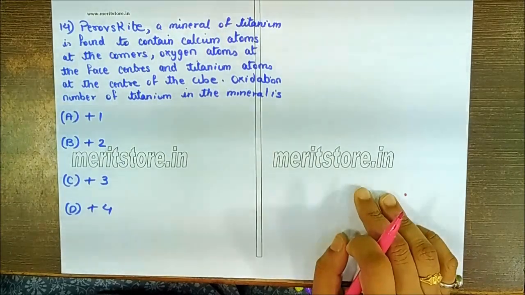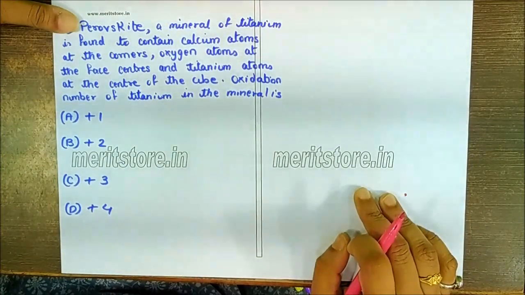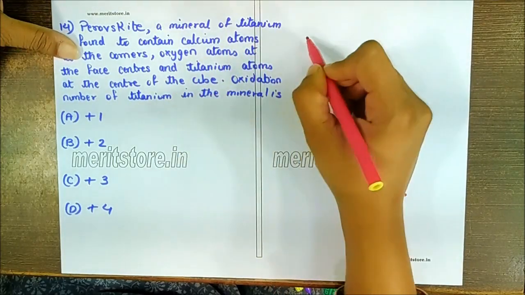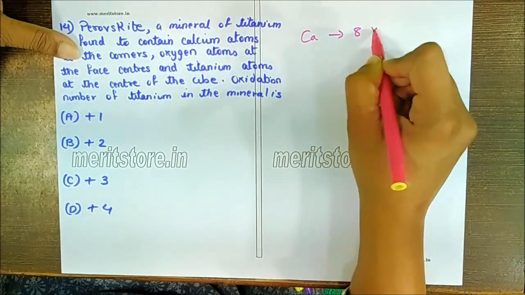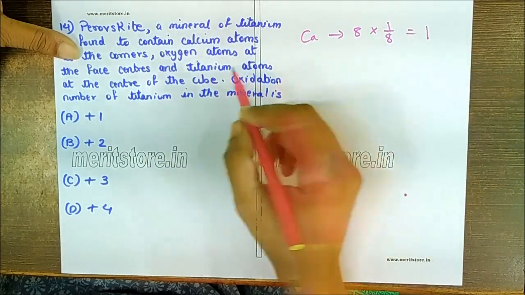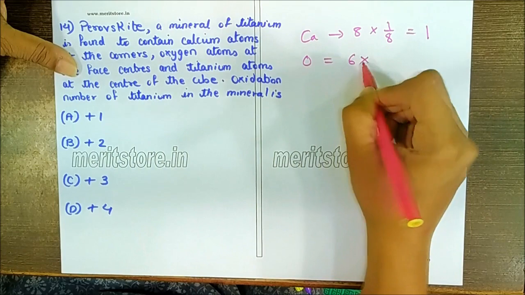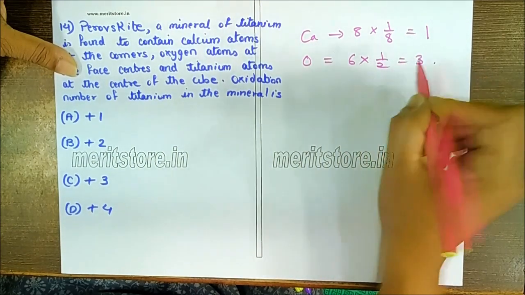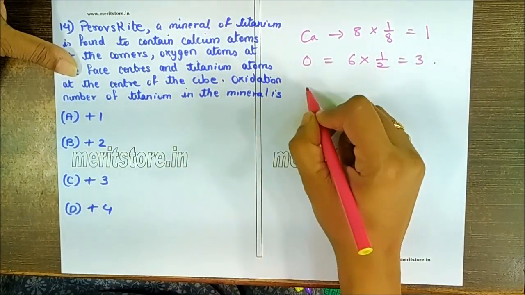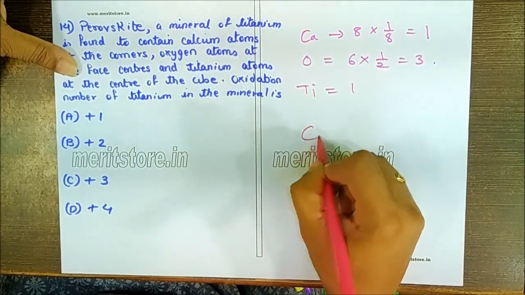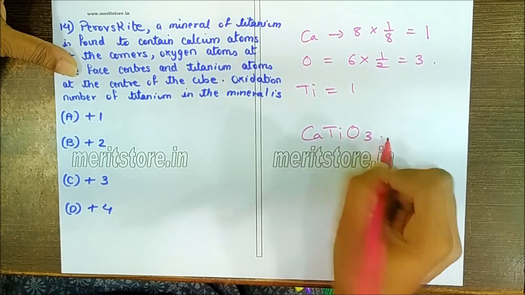Question number 14: the perovskite, a mineral of titanium, is found to contain calcium atoms at the corner. So calcium is at the corner, 8 into 1 by 8, that equals 1. Oxygen is at the face center, so oxygen is 6 into half, that equals 3. And titanium is at the center of the cube, so Ti will be 1. So the formula is CaTiO3.